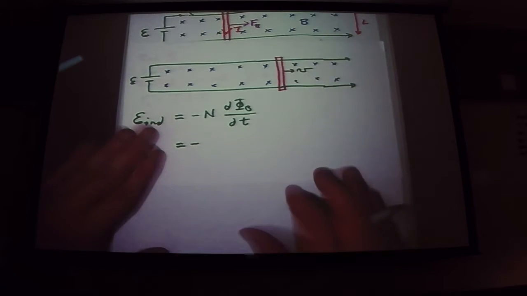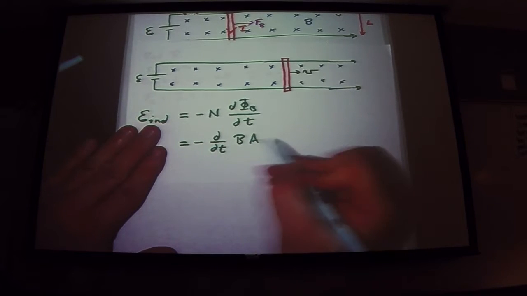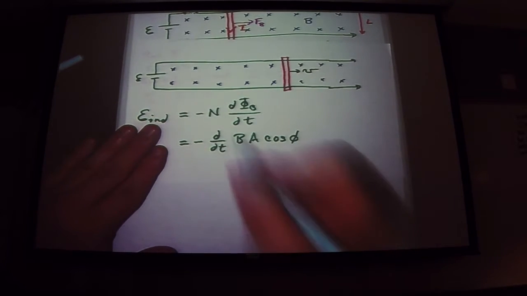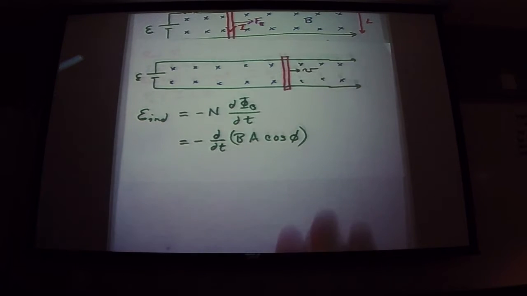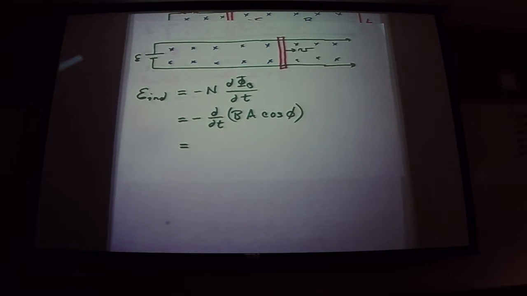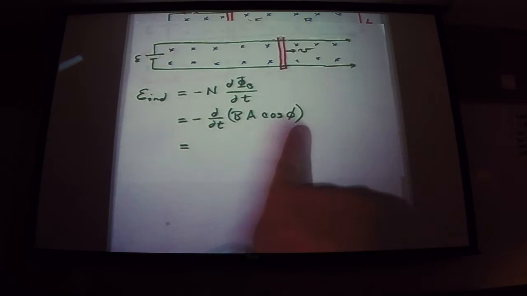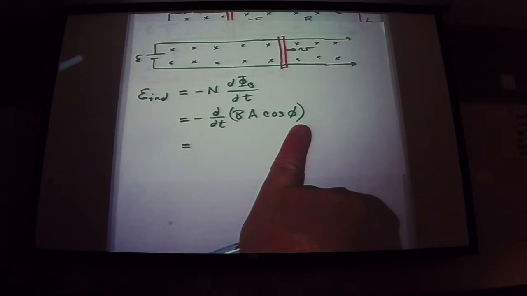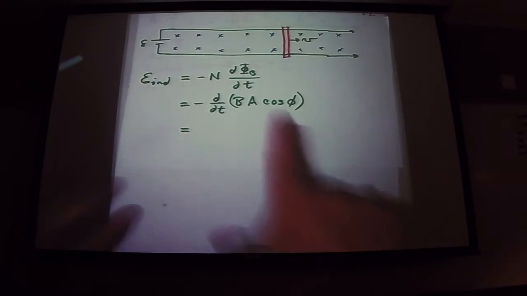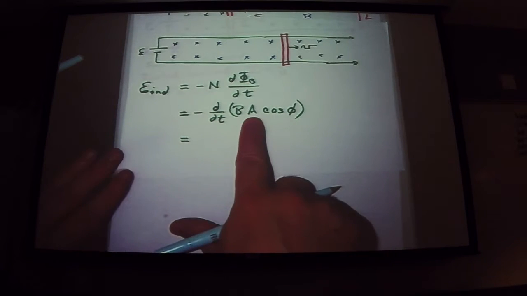So now I want d/dt of B A cos φ. I already answered this question before, but let's see if you remember. Does the magnetic field change? No. How about the angle? No. In fact, the angle here is 0 degrees, so the factor of cos φ is 1. B comes out of this. And so now we need the area of the loop.